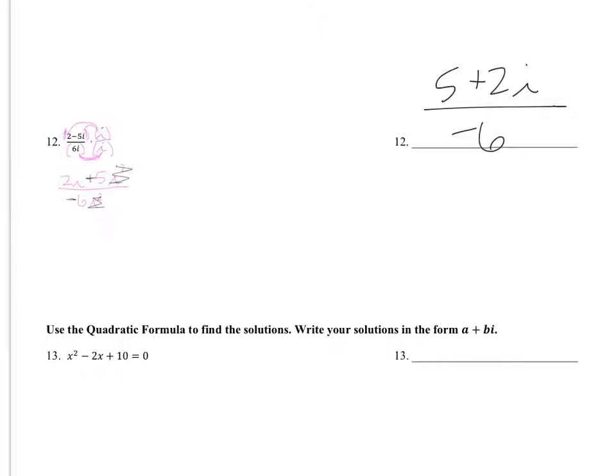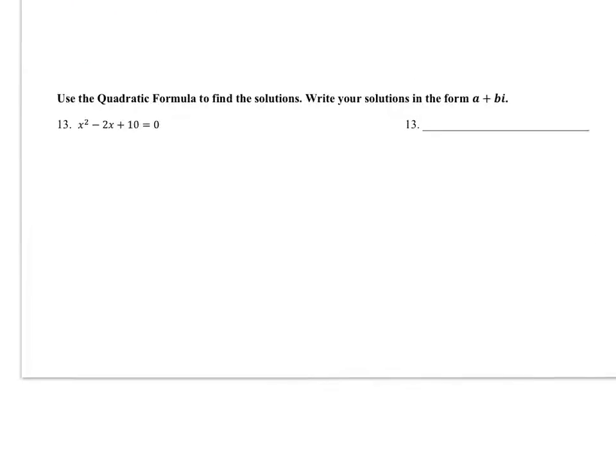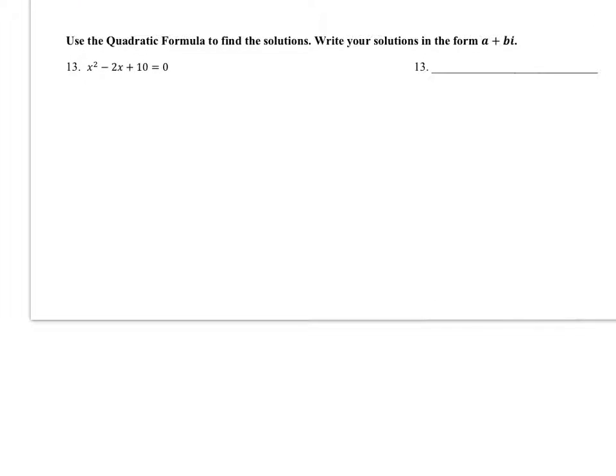And my last, final question. It's telling you to use the quadratic formula. It's also telling you it's going to be an imaginary number. It's stating that right there in the directions. Make sure you're reading directions. So same thing here. My a, b, c. a is equal to 1. b is equal to -2. c is equal to 10.